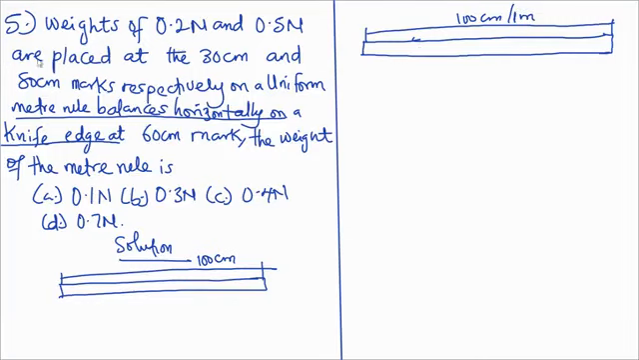Now they said weights 0.2 Newton and 0.5 Newton are placed at the 30 centimeter and 80 centimeter marks. So 30 centimeter, when we were in primary school, they normally taught us how to measure a 30 centimeter line. So 30 centimeter means around this place, though it's not accurate, since I'm not using the ruler directly. That's the 0.2 Newton. So you put it there and indicate that this is 30 centimeter.